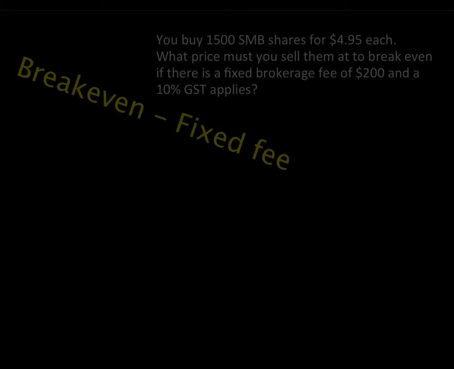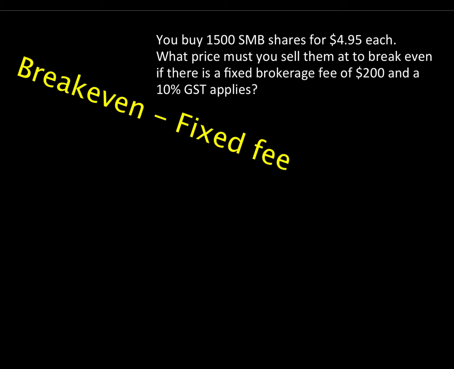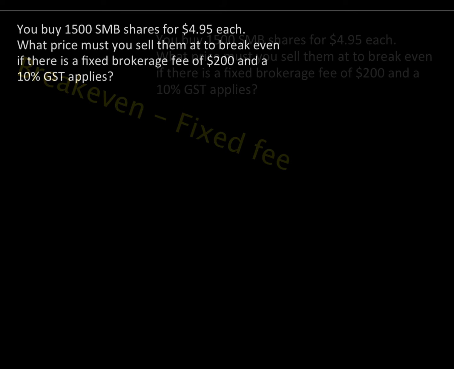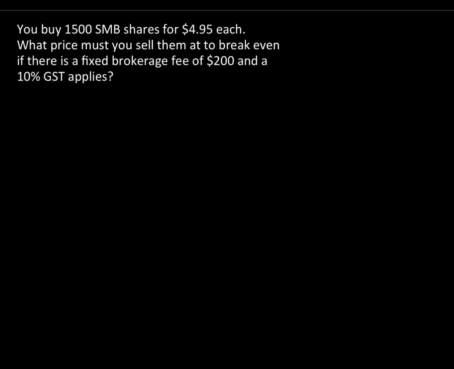Alrighty, this screencast is looking at buying shares, finding the break-even price, and using the formula for when you get a question that has a fixed fee in it. So let's have a look at the difference in the questions. It's got the information that you'd have in the other one: 1,500 shares, a price per share, and it asks you to find the break-even price. But then it adds a flat brokerage fee of 200 and a 10% GST. So how do you solve it?